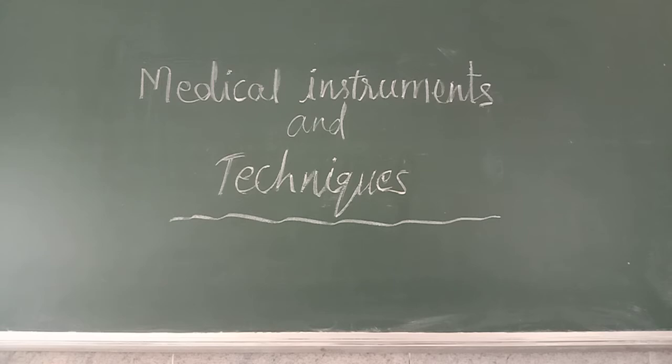Understand? Different types of counting chambers are available in the medical field, but the most commonly used counting chamber is the improved Neubauer counting chamber. The improved Neubauer counting chamber is mostly used in the clinical field in the hemocytometer. Understand all of you?